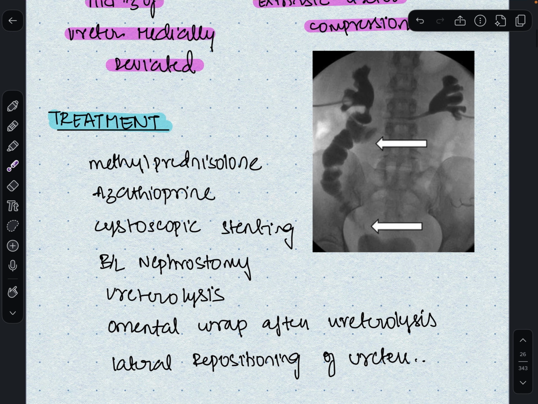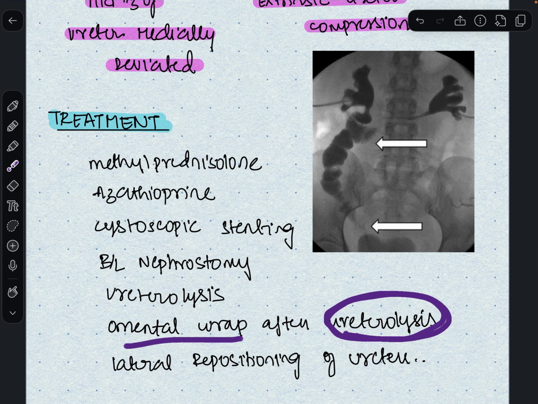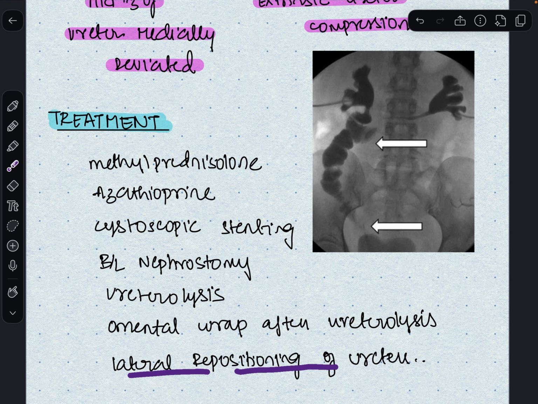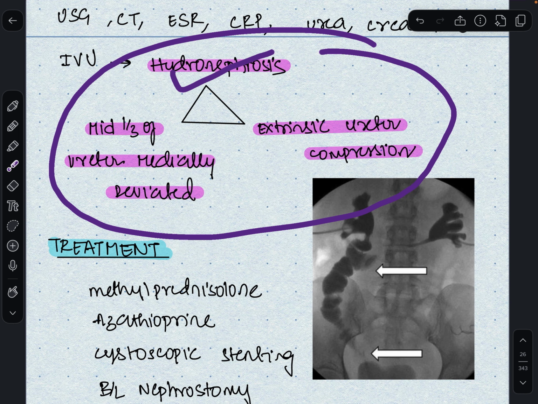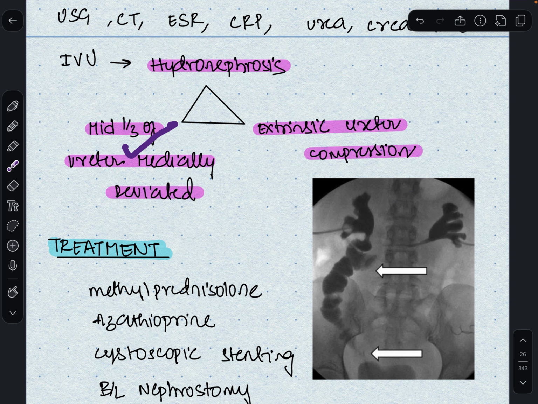Now coming to the treatment, first we'll give them steroids like methylprednisolone and also azathioprine. Cystoscopic stenting can be done. We can do bilateral nephrostomy, and for the extrinsic ureter compression, ureterolysis can be done. And after the ureterolysis, omental wrap can be done. So remember, ureterolysis and omental wrap after the ureterolysis, and then lateral positioning of the ureter. So just remember this triad in the IVU, which is hydronephrosis and mid 1/3 of the ureter shifting medially, and then external ureter compression, right?